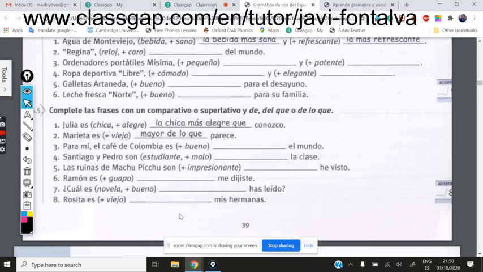Let's go to the last one. So, Julia es la chica más alegre que conozco. So this is a superlative. So when I have a verb or a full sentence, instead of saying de, I use que instead. Okay, so Julia is the happiest, or the most joyful girl I know.